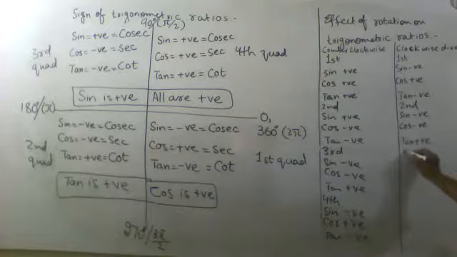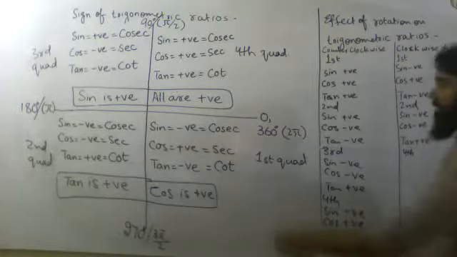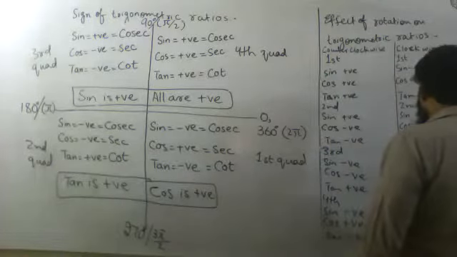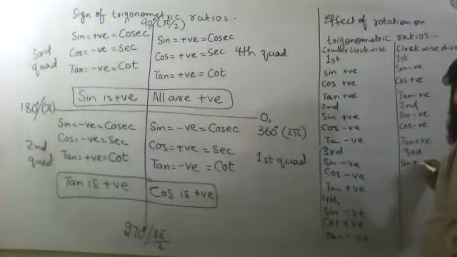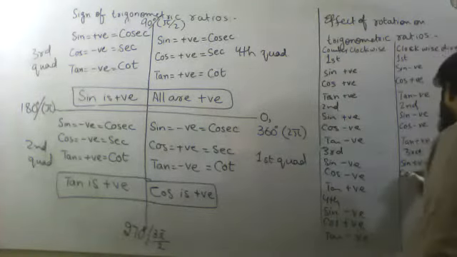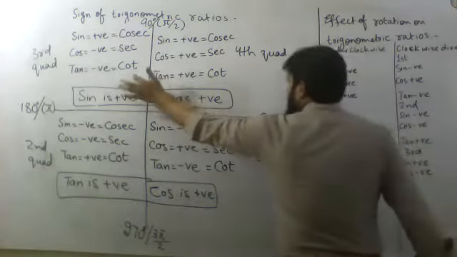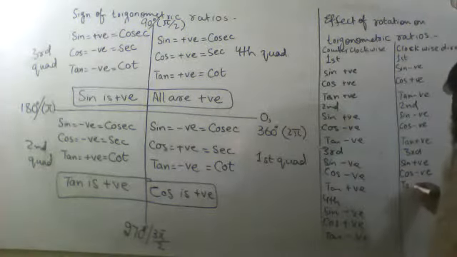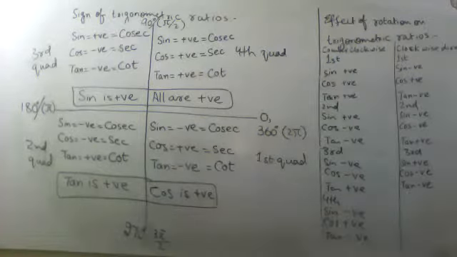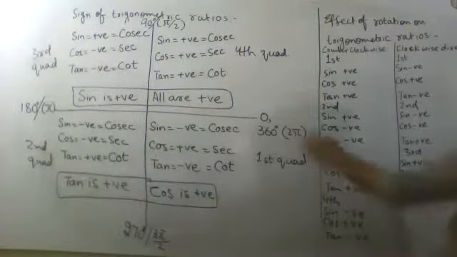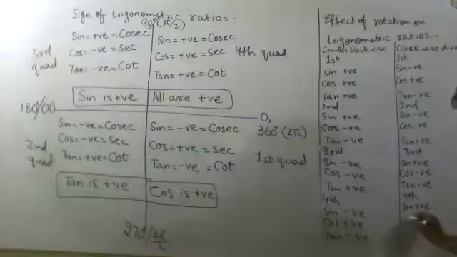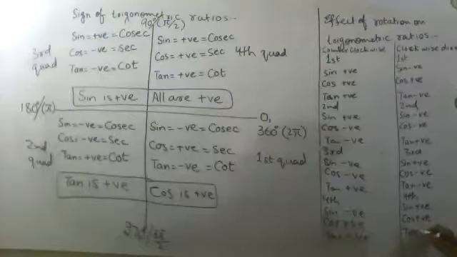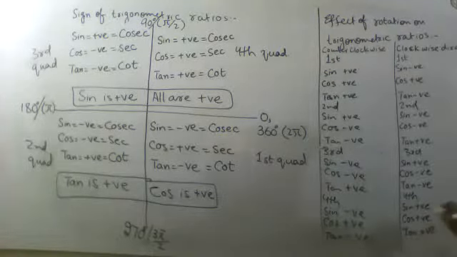Okay. In fourth quadrant, what is happening? Sorry, in third quadrant, what is happening? This is your third quadrant. So, sine positive, cos negative, and tan negative. And in the fourth quadrant, which is now this one, sine positive, cos positive, and tangent is positive. Okay.